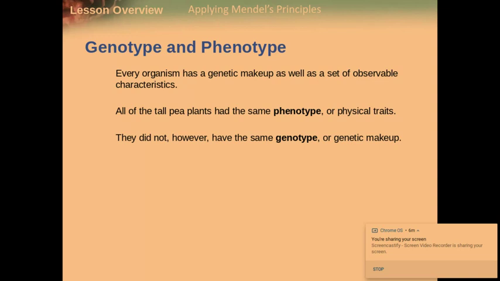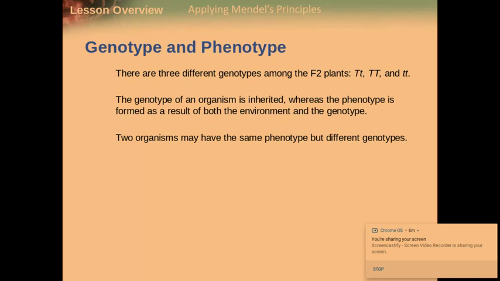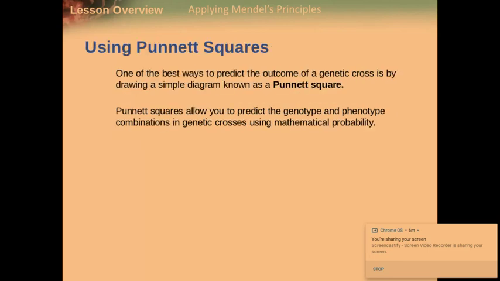Now, you can have different genotypes and still have the same phenotype. If you're big T, big T, then you are tall. If you are big T, little t, you are also still tall, but you have a different genotype. You are heterozygous. And that's basically what I just said.